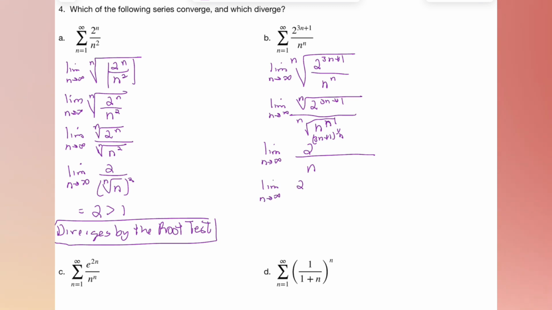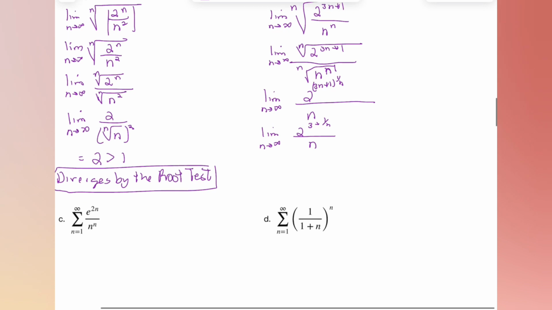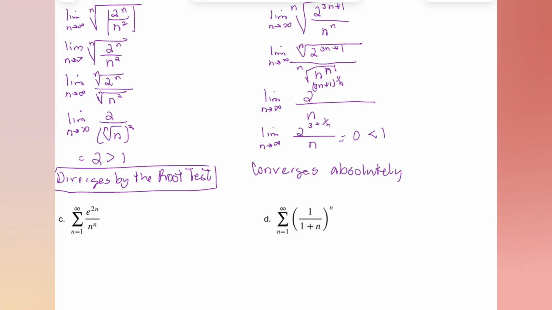If I do my distributive property to my exponent there, I get 2 raised to the 3 plus 1 over n power divided by n. And working through that limit, I see that that limit as n goes to infinity is equal to 0. We get 2 cubed. We get 8 over infinity. 8 over infinity is 0, which is less than 1. So our conclusion is that this series converges absolutely by the root test.